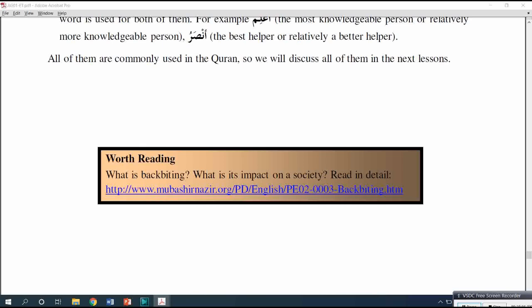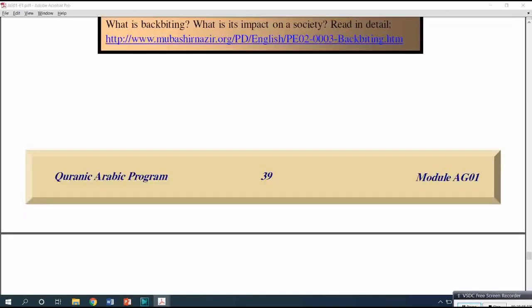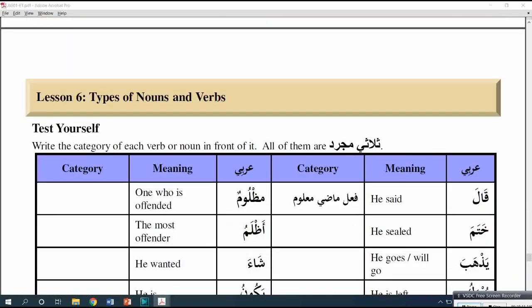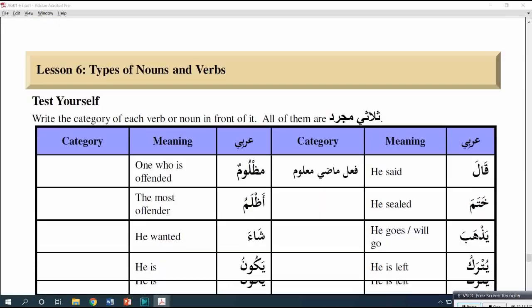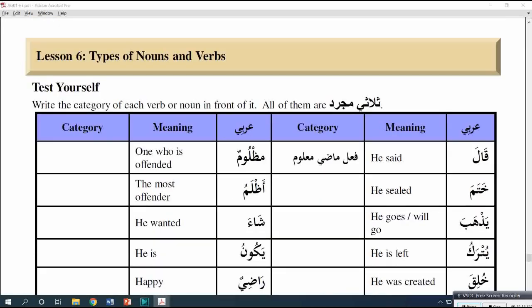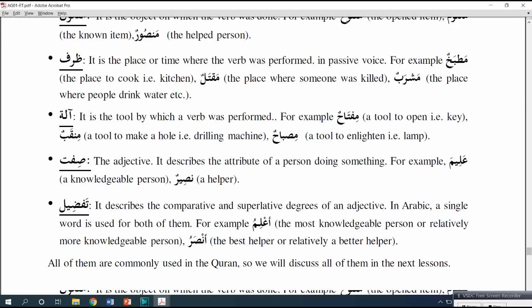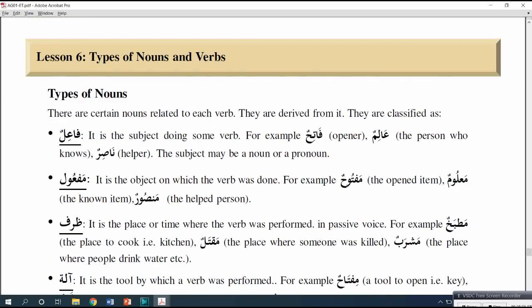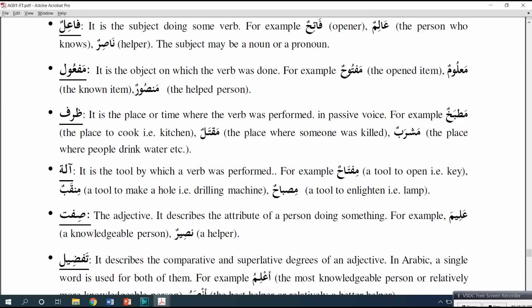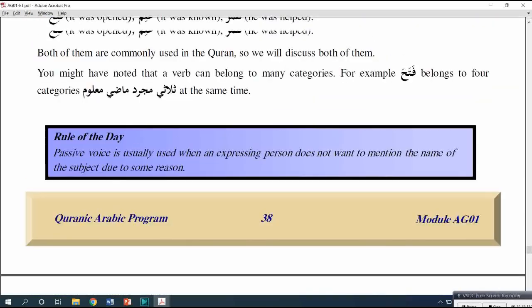Now, I have given especially different types of nouns and verbs. Types we have discussed already. These are the nouns: fa'il, maf'ul, zarf, ala, sifat, tafdeel, all we discussed. Similarly, for verbs we discussed ma'loom, majhool, madi, mudari, amr, nahi, like this.